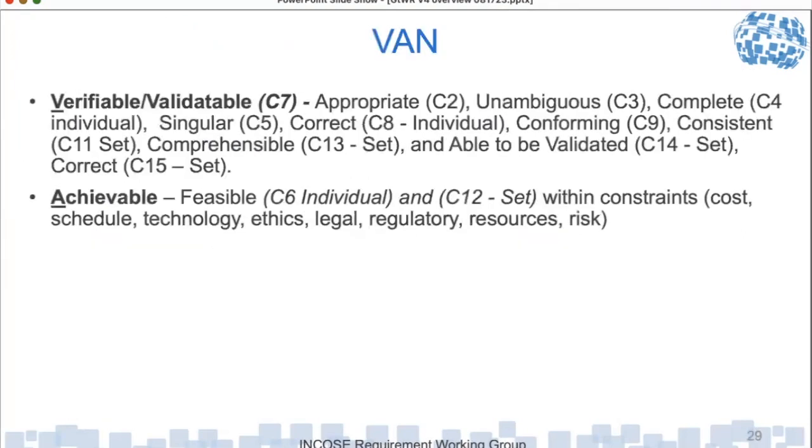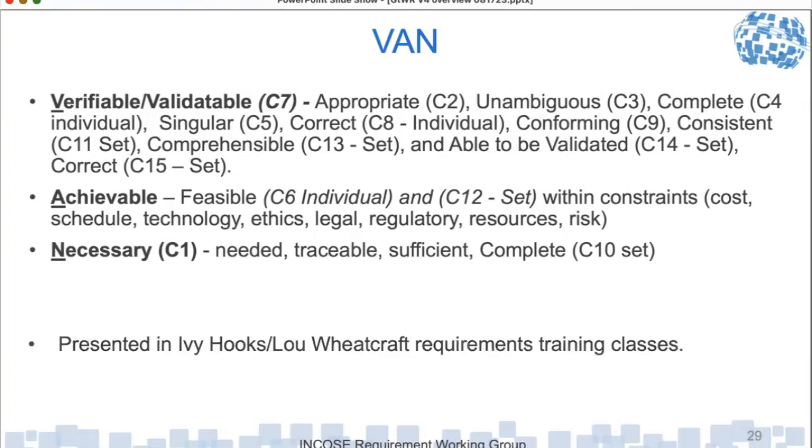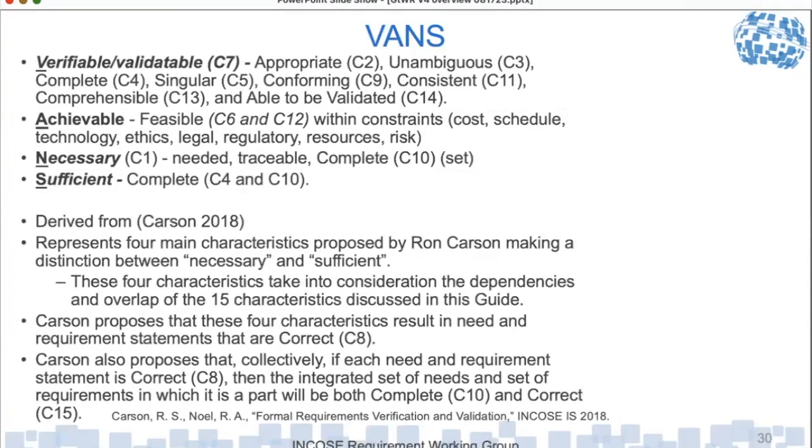And then we have VAN: verifiable, achievable, necessary. In the classes that I taught over 20 years, we had these three that we talked about. I worked for Ivy Hooks on the classes that we did. And then Ron Carson has added to this: efficient. He presents four main characteristics that he proposes, and he makes a distinction between necessary and sufficient. Those four characteristics take into consideration the dependencies and overlap of the 15 characteristics discussed in the guide. He proposes that if these four characteristics are present, then the need and requirement statements are correct. And if the statements are correct, then the sets are.